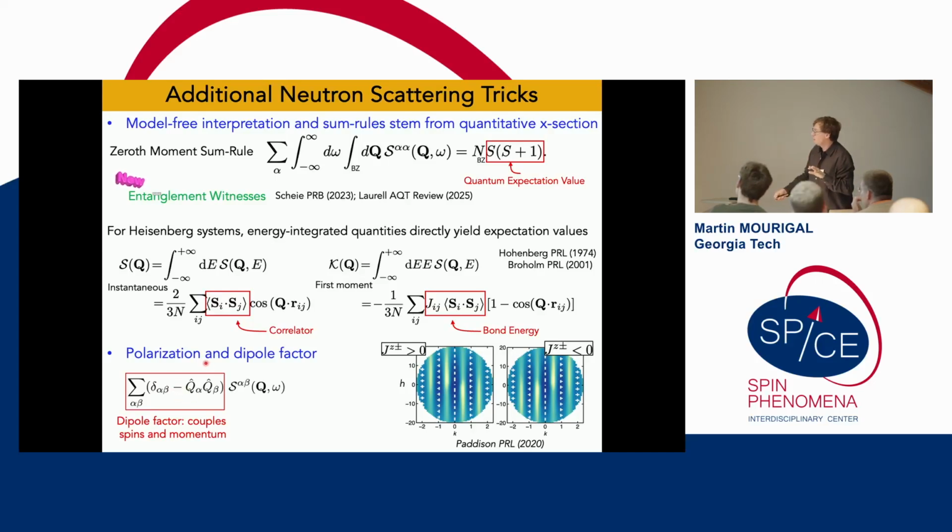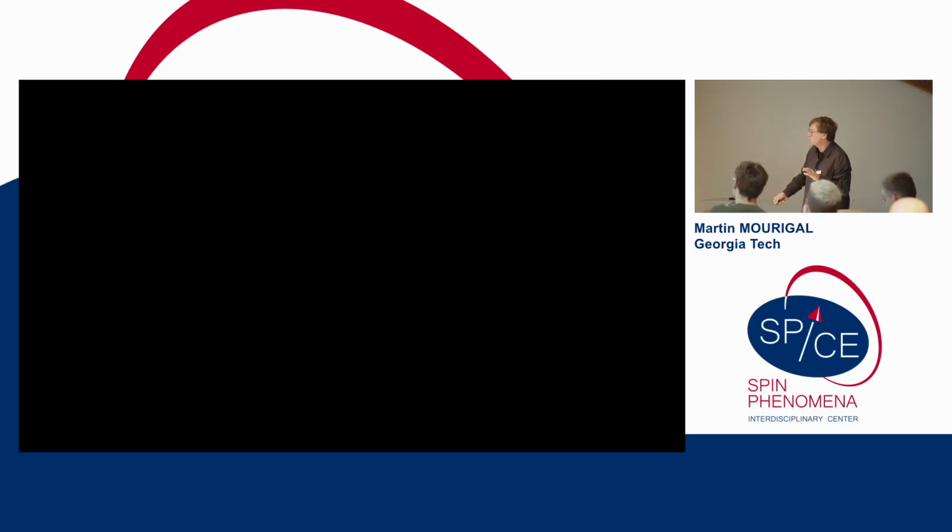So again, it's more than just Heisenberg systems. You also have in the cross-section something very useful to understand anisotropy in spin space.